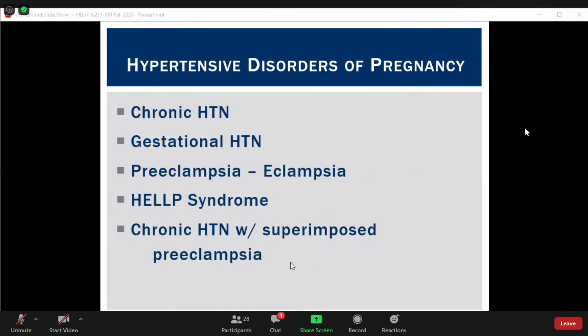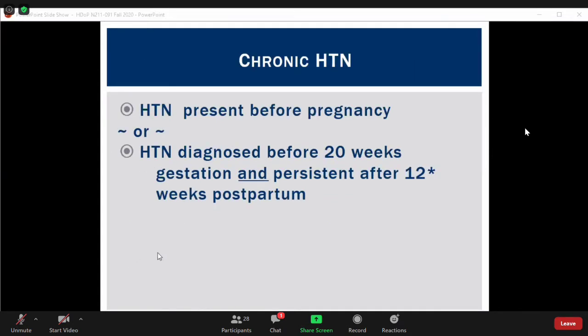Okay. So this is basically our spectrum. You might have a patient that is a chronic hypertensive. So she had hypertension before pregnancy. You can have a patient that develops gestational hypertension. Then there's the preeclampsia, eclampsia, HELLP syndrome, chronic hypertension with preeclampsia superimposed. So it can be quite complex depending on where you are along this spectrum.